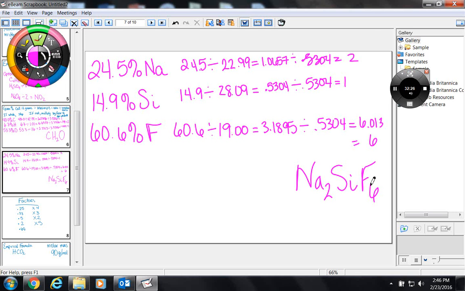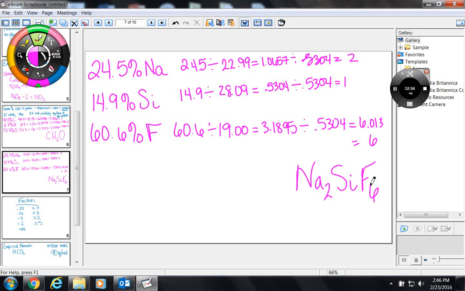Now, you notice I said since it was 6.0, I could call it 6, or since it was 1.99, I could call it 2. So when do you use those factors? Well, if you get 0.25, that means my fraction is 1/4. So I would multiply everything by 4 to get rid of it, because what I do to one, I've got to do to the others.